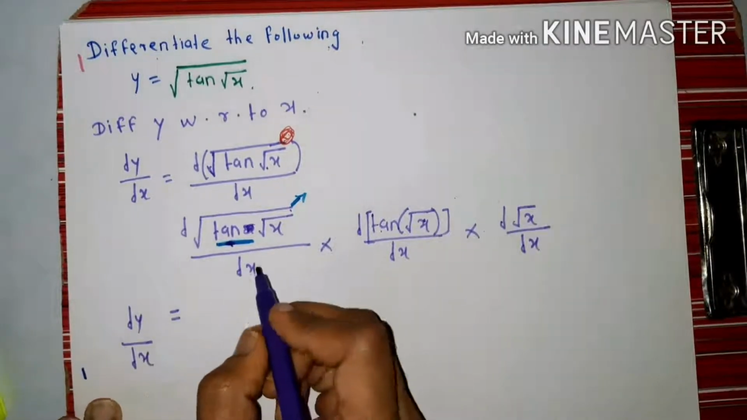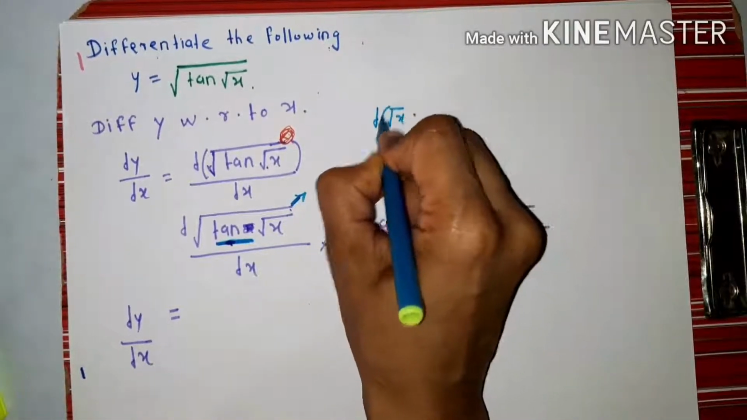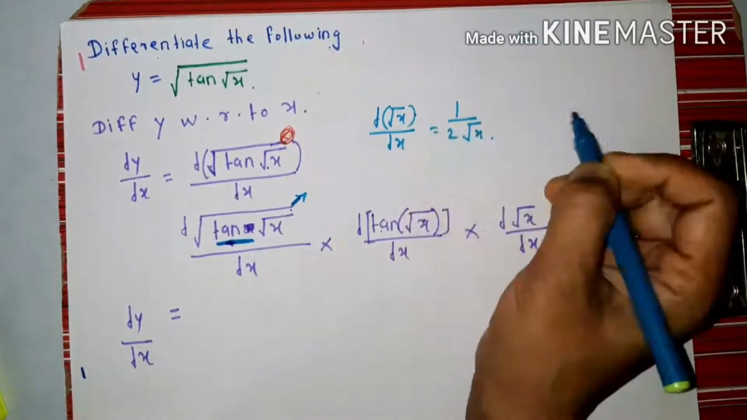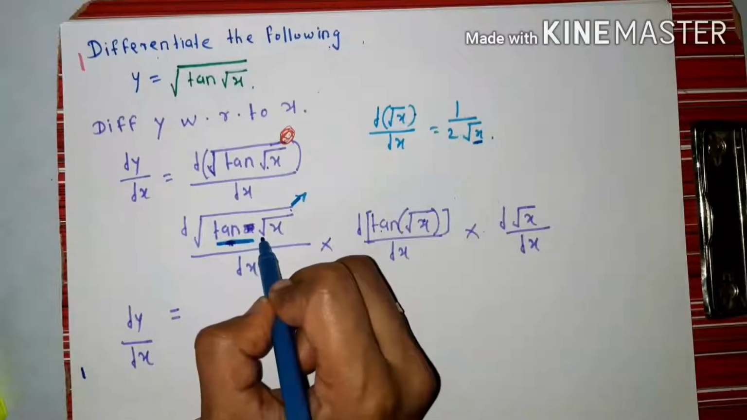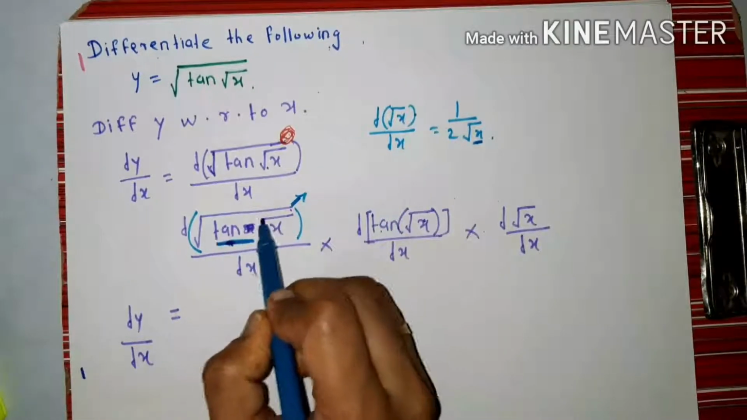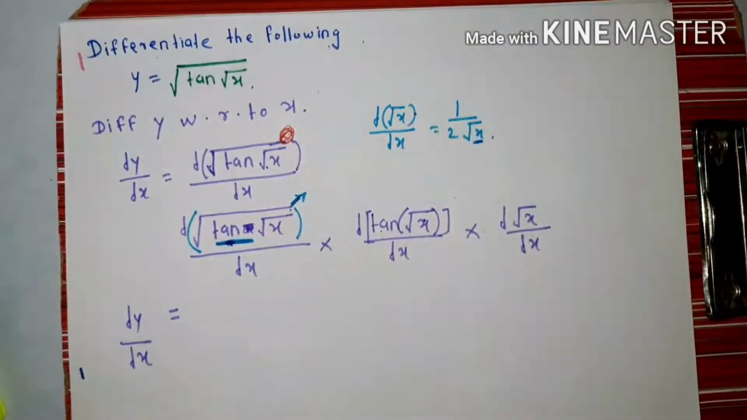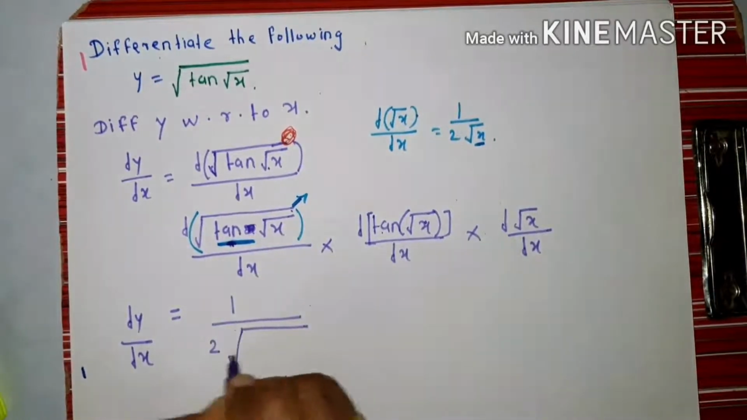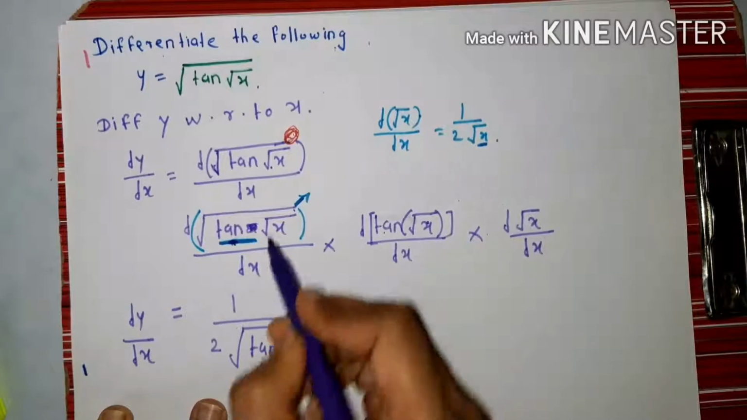equal to the differentiation of root x with respect to x. The formula is 1 upon 2 root x. But instead of x here, that is tan of root x, and therefore differentiation of square root of tan of root x is 1 upon 2 square root of tan of root x. Now this is the differentiation of the root.